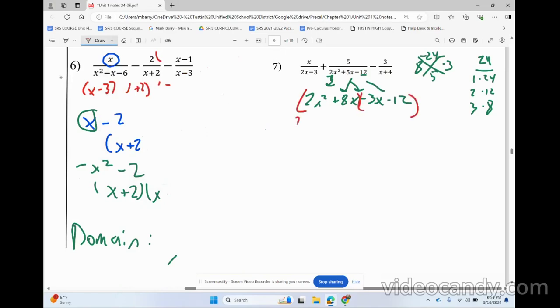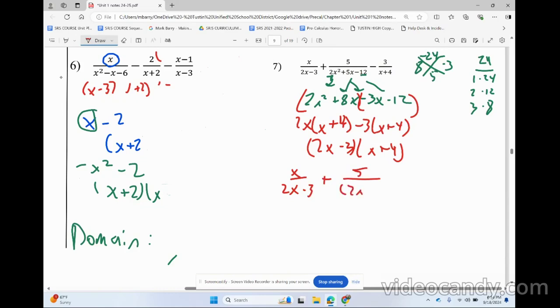And then what can we take out of the first group is a 2x, leaving us with x plus 4. And then we take out a -3, leaving me with x plus 4. So we get 2x minus 3 times x plus 4. Okay, so that is our denominator there. So I should kind of rewrite this whole thing. So we got x over 2x minus 3 plus 5 over, and I'm going to rewrite that denominator in the factored form. And then minus 3 over x plus 4. Okay, and then once again, we just have to multiply by what they're missing.